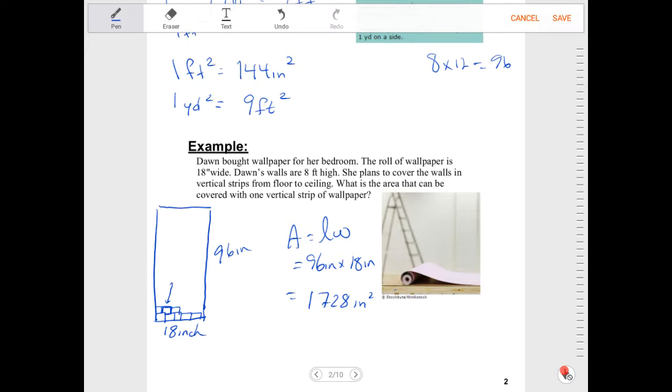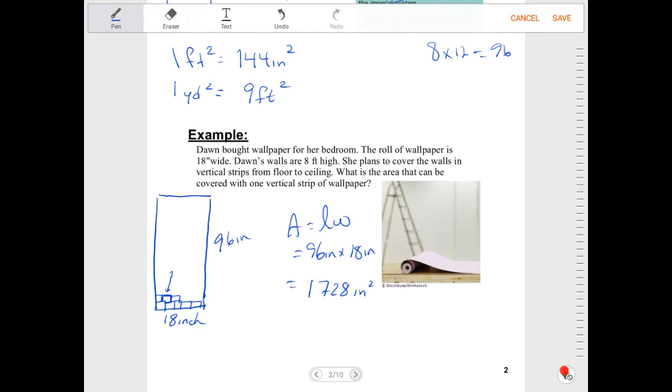So again, this question was a little weird because it didn't specify if they wanted it in feet squared or inches squared. So that's why I'm just doing both of them for you. I figured that would be much easier. Okay, moving along.